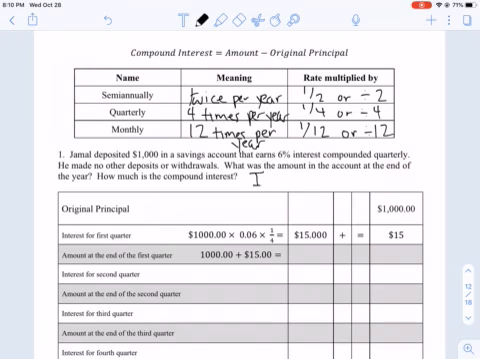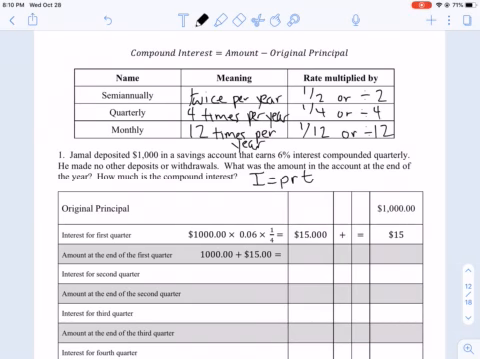Don't forget that's interest equals principal times rate times time. We learned that in section 5.4. Check out that video if you don't remember this formula. But it's principal times rate times time.